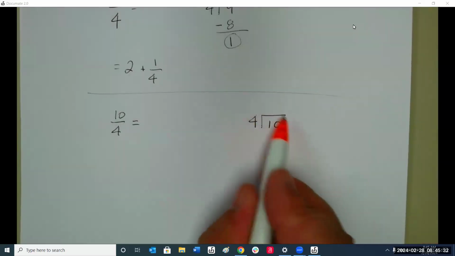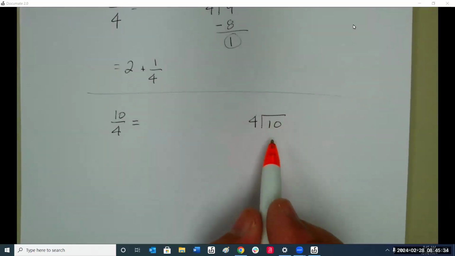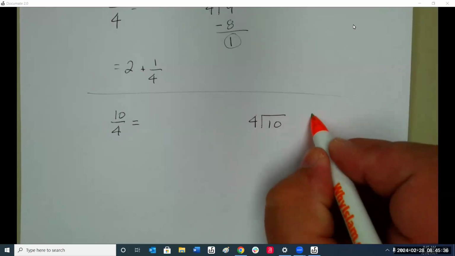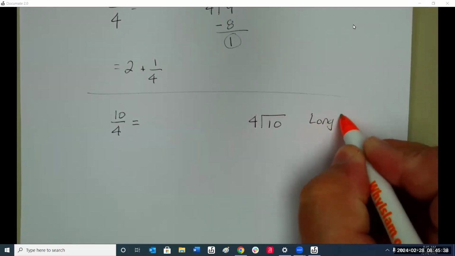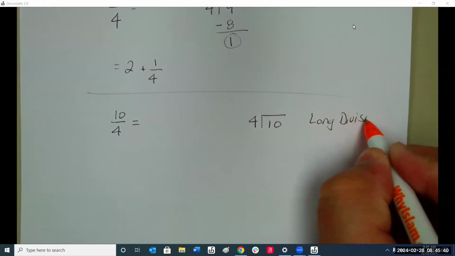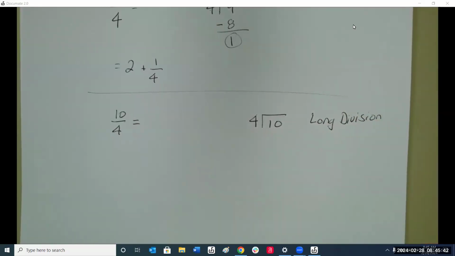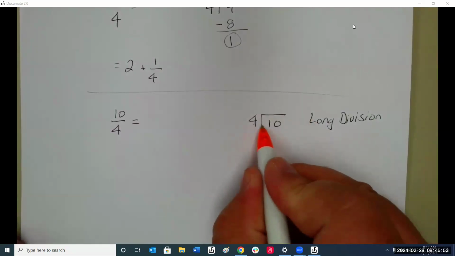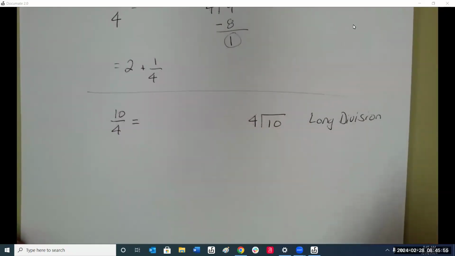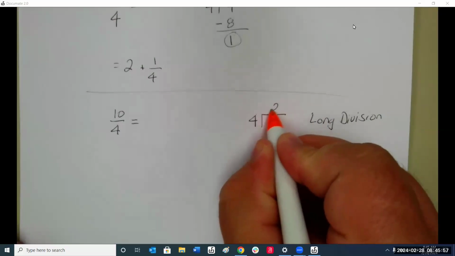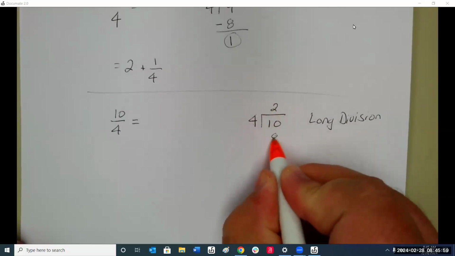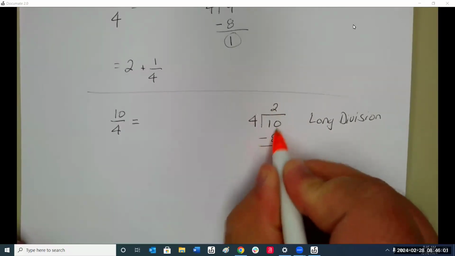What is this method called? Very good. It's long division. Long division, I should use that in Latin, algebra and calculus. So it's very, very popular. How many times does 4 go into 10? So 2 times 4 is 8. Subtract them.